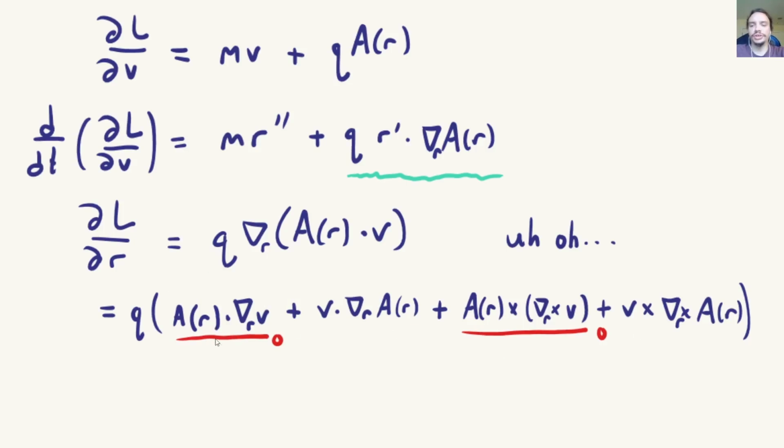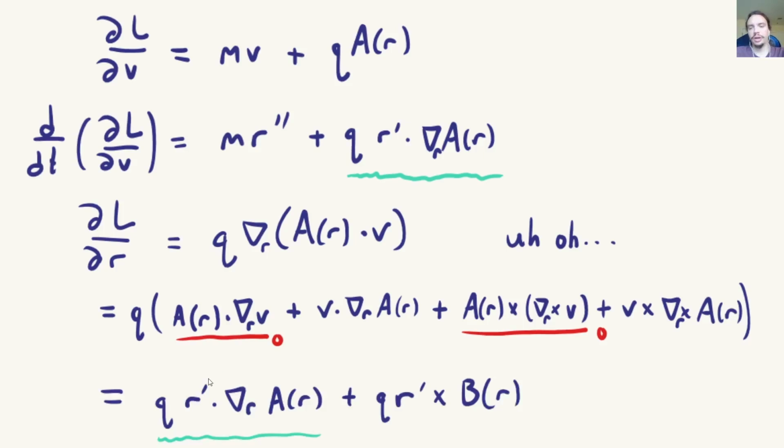So the first term here is a of r dotted with the gradient in r of v. Well, v and r are different variables, so v doesn't depend on r at all, so this is just 0. The next term is v dot the gradient in r of a. This term sticks around. Next, we have a of r cross with the curl of v. Once again, v doesn't depend on r, so this is just 0. And our final term is v cross the curl of a. That term's not so bad because we know that the curl of a is supposed to be B, the magnetic field.